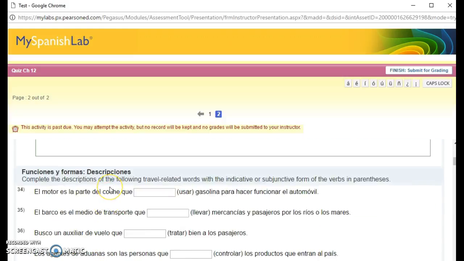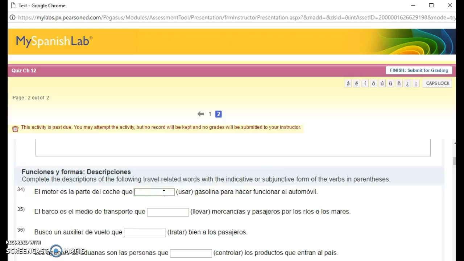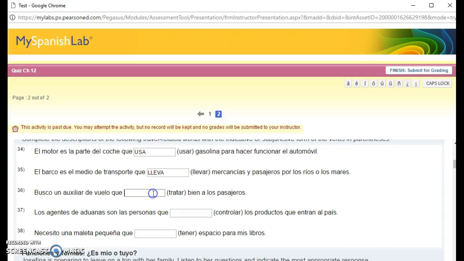All right, complete the following description of the following travel-related words using indicative or subjunctive with the verbs in parentheses. El motor es la parte del coche que usa gasolina. It's indicative. El barco es el medio de transporte que lleva mercancías y pasajeros. Busco un auxiliar que trate. So if you're looking for a flight attendant that treats the passengers well, then that's a non-specific person. You've got to use the subjunctive there. So the customs agents are the people that control. That's not an unknown entity.